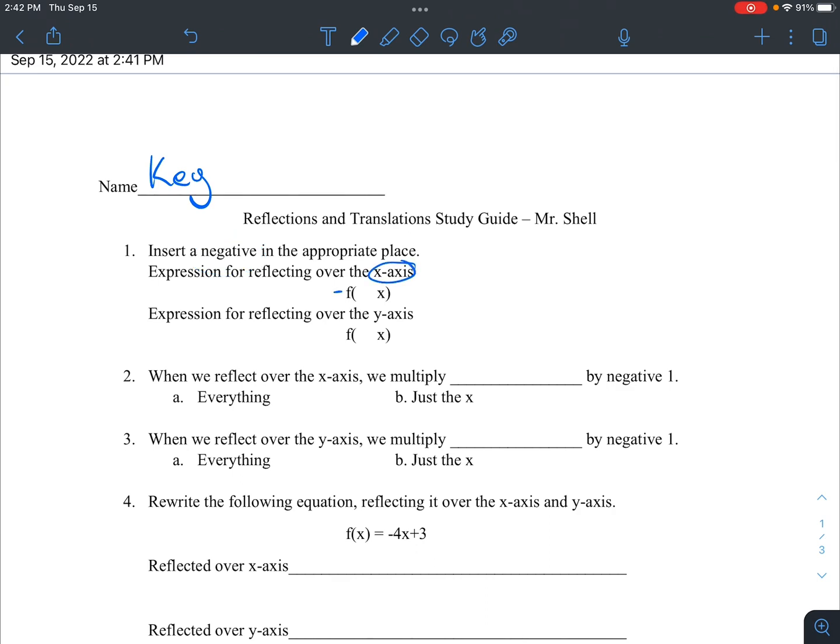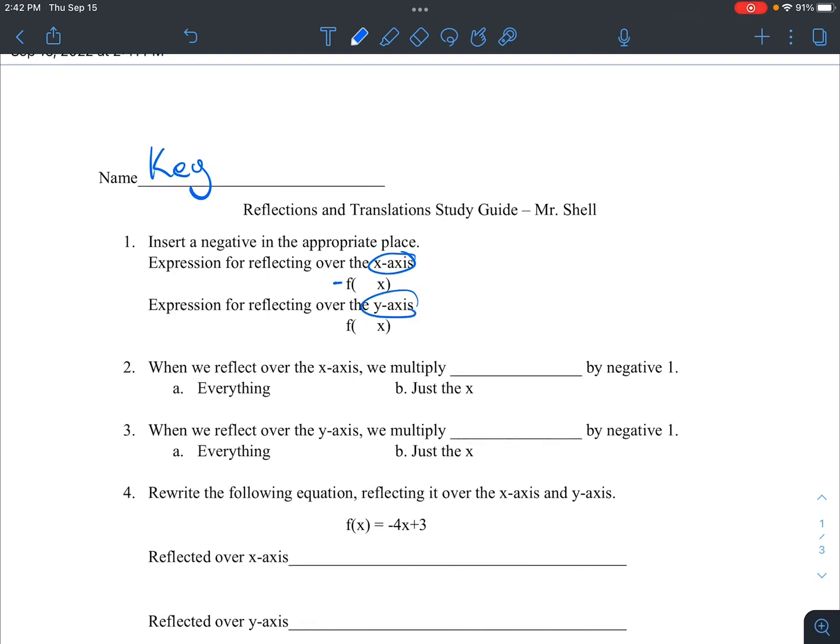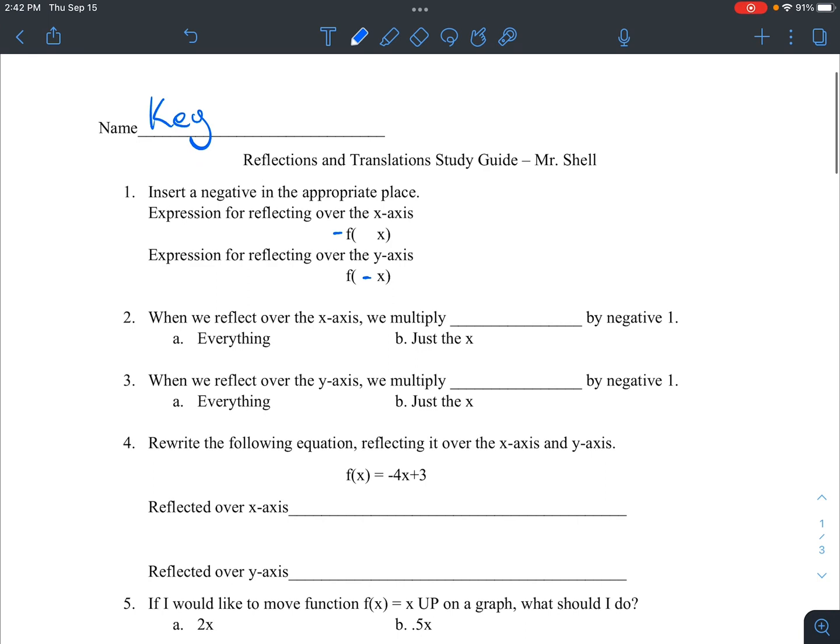Remember, if we're going over the x-axis, we're going to multiply everything by this negative, absolutely everything. And the y-axis is just the x is going to be multiplied by that -1 or the negative. So just like I said, when we reflect over the x-axis, we multiply by everything. And if we multiply by the y, then we do just the x.